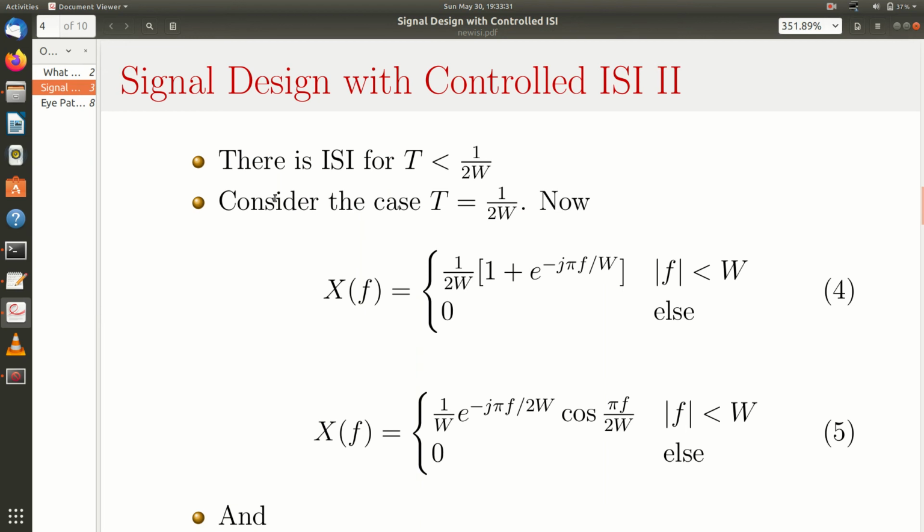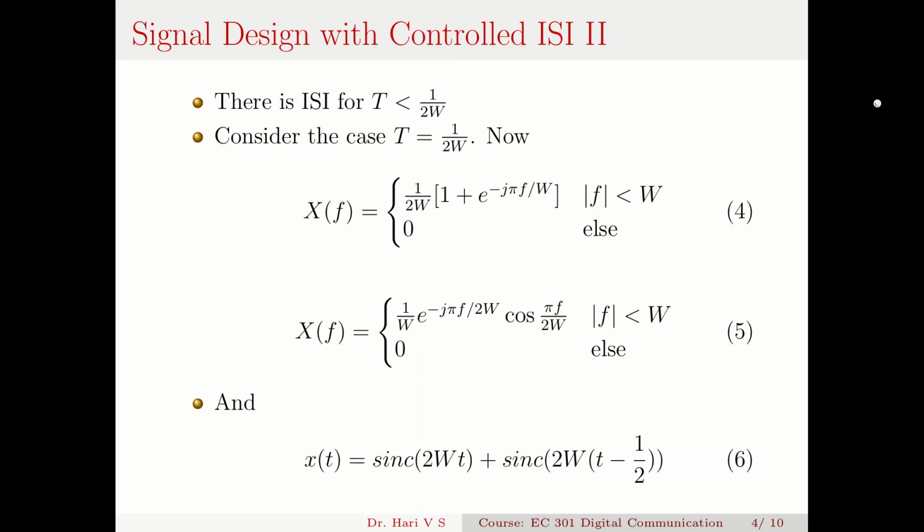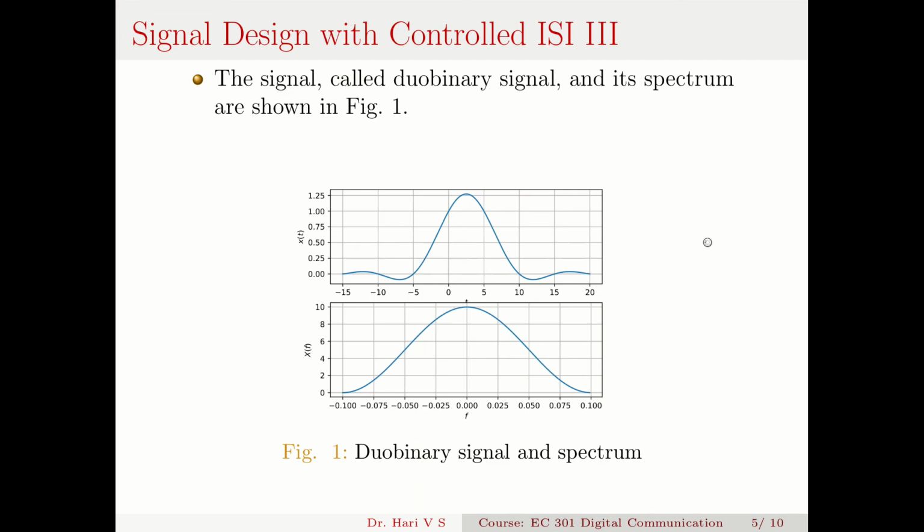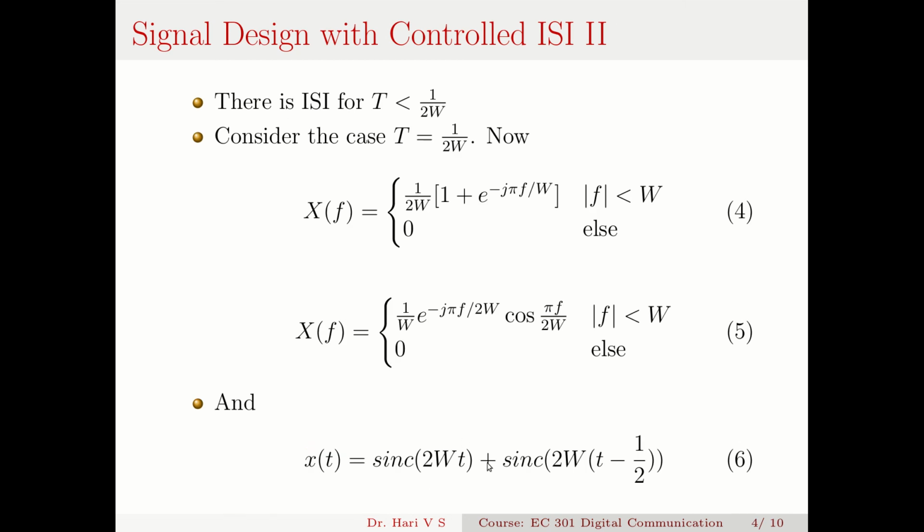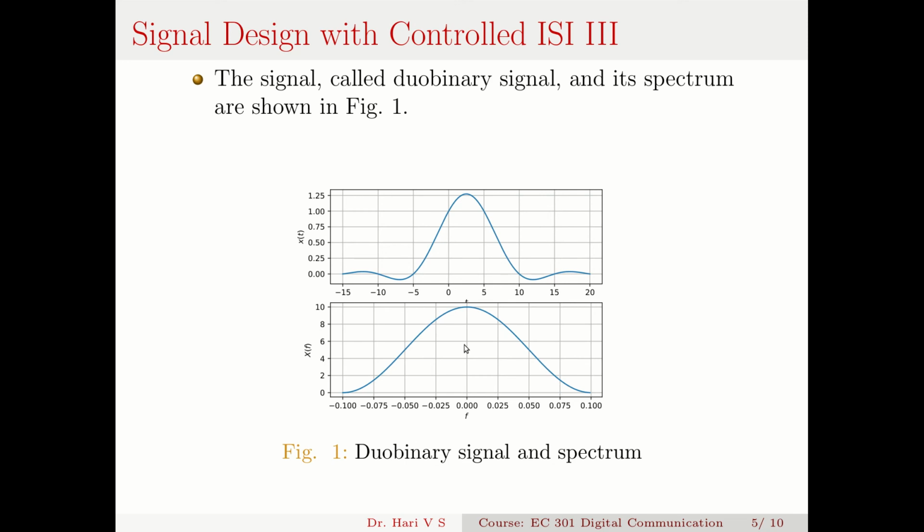Let me go back to my presentation. So this is the thing we have observed. This is called a duobinary signal. This x(t) equals sinc 2Wt plus sinc(2Wt minus 0.5) is called the duobinary signal, and this is the spectrum of the duobinary signal.